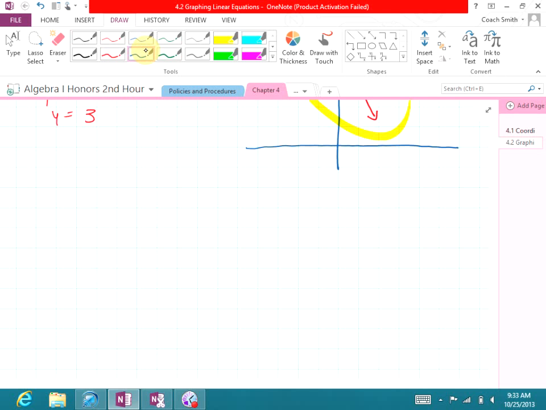I want to look at one with a fraction, okay, because I want to show you what you need to do when you have one with a fraction. Let's look at this one. Y equal -3/4 x plus 1.